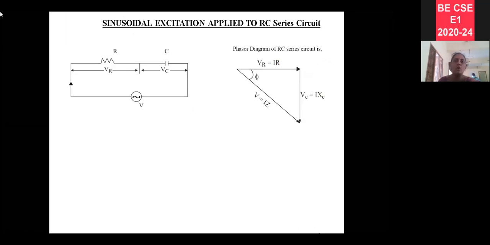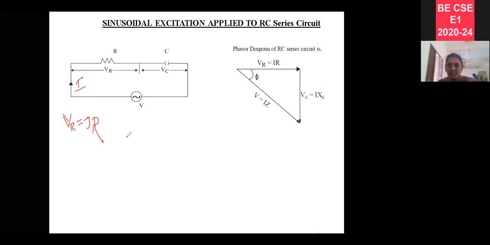Clear? We will now move to the RC circuit. As I have already told you, the voltage drop across the resistance is VR, and the voltage drop across the capacitance is VC. We write VR equals I into R, where I is the uniform current.